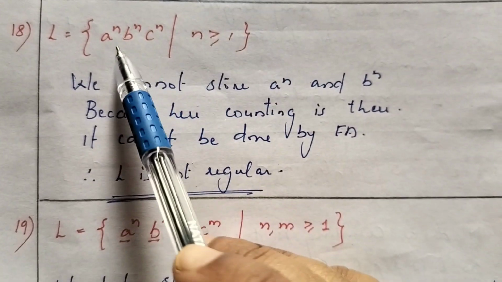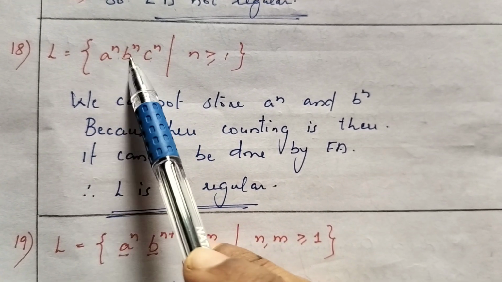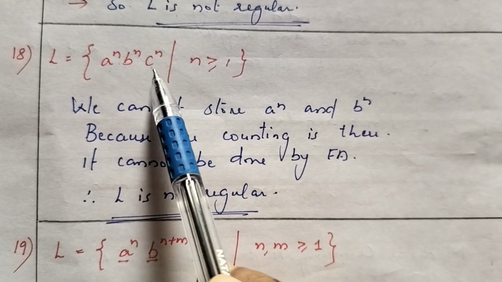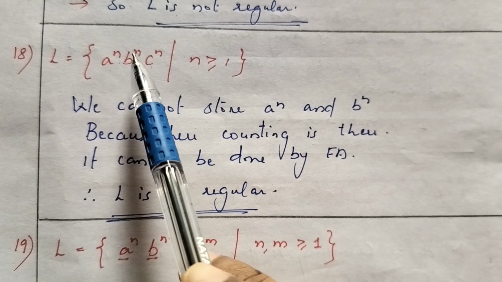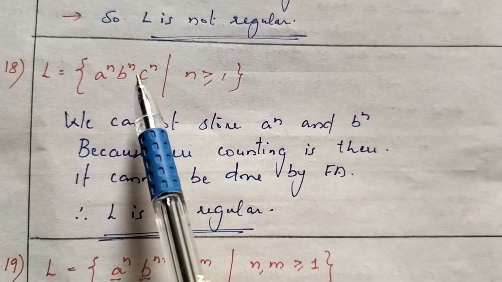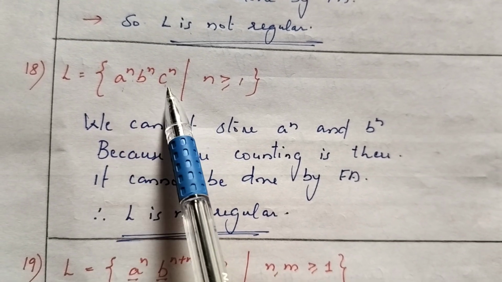Here also you can see n number of A's, n number of B's, n number of C's. A's and B's and C's depend on each other. Okay, so this is not possible for finite automata. This is not possible to represent by using a regular expression, or we can't draw a finite automata for this particular language. So definitely this is not a regular language.